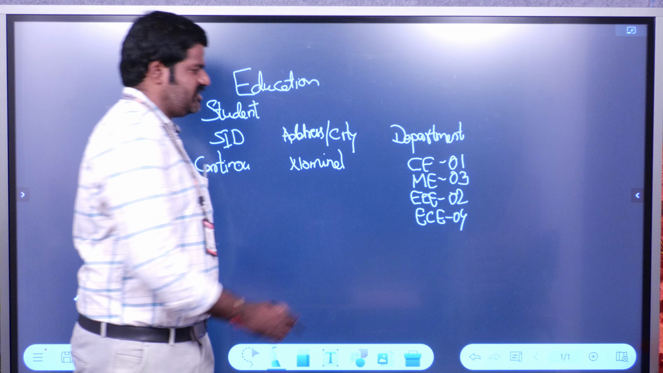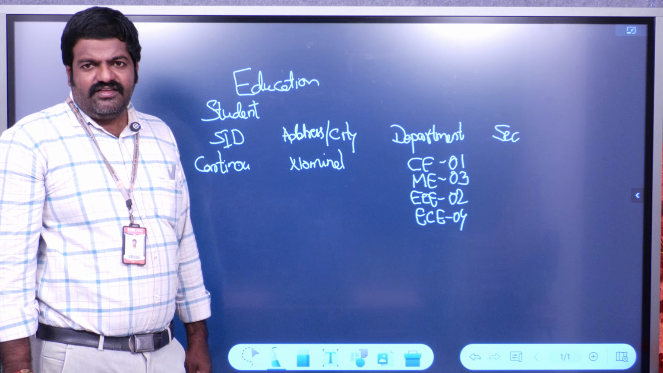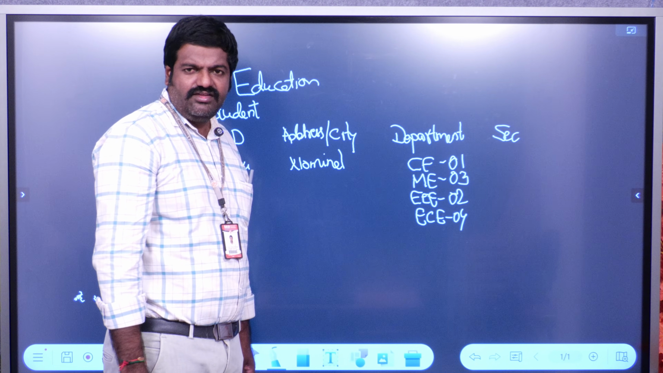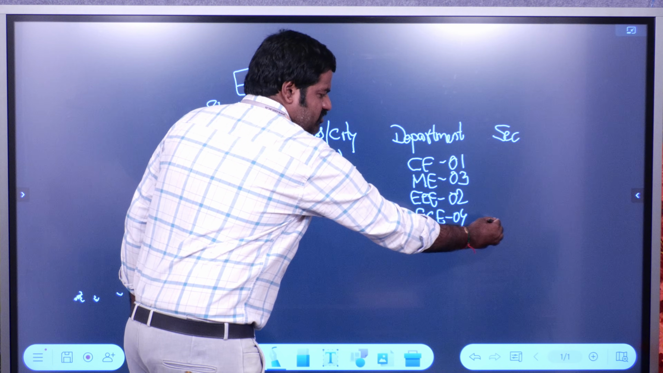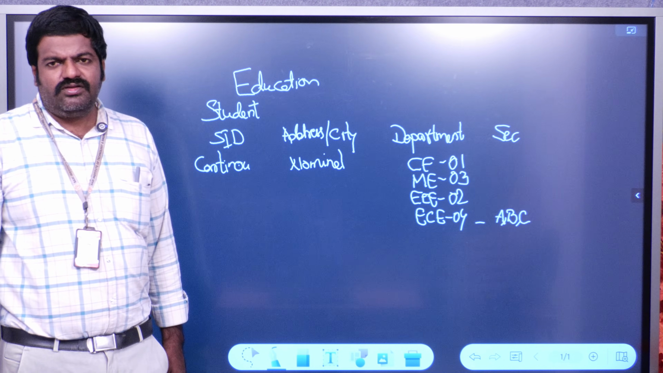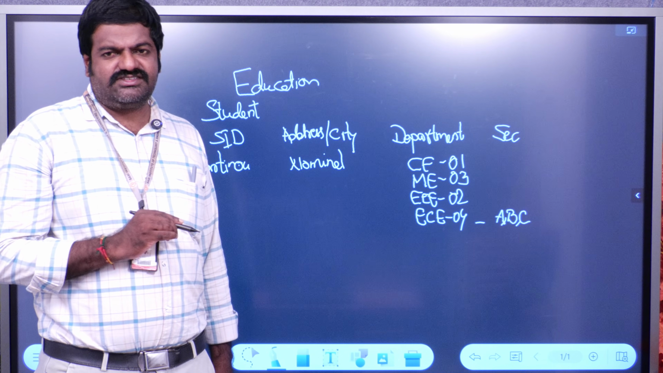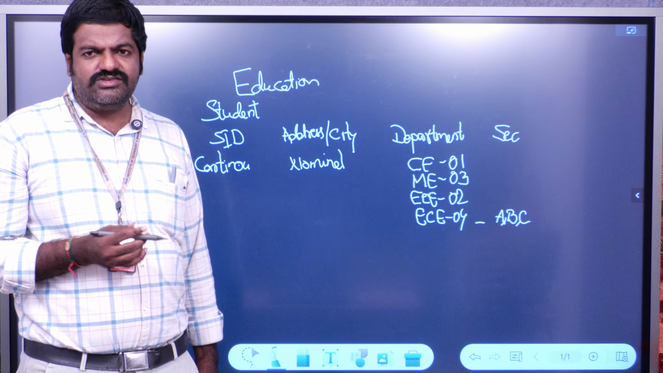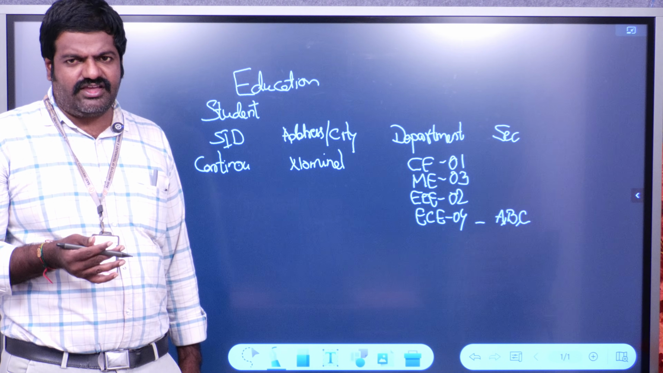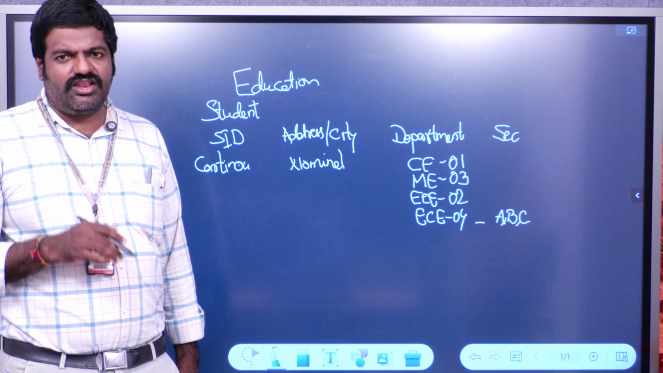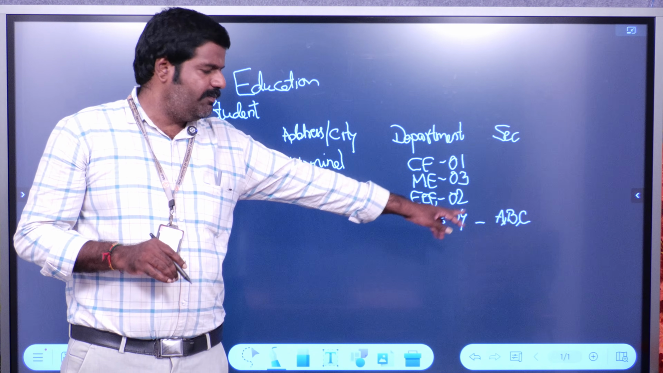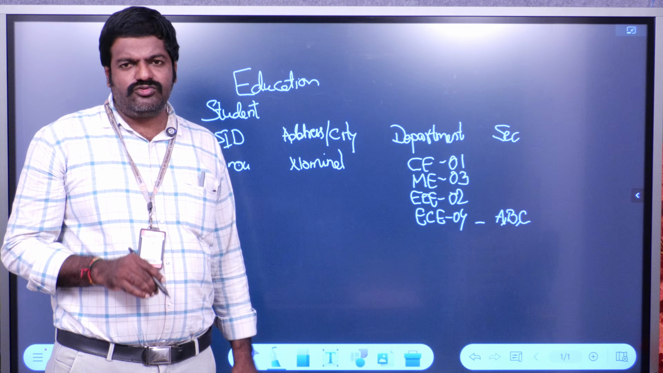Next, coming to the sections. Let us consider that in the ECE department we have 3 sections. The possible values are either A, B or C. So sections come under categorical value because we have only 3 possible values. Is it nominal or ordinal? Is there any order among those values?